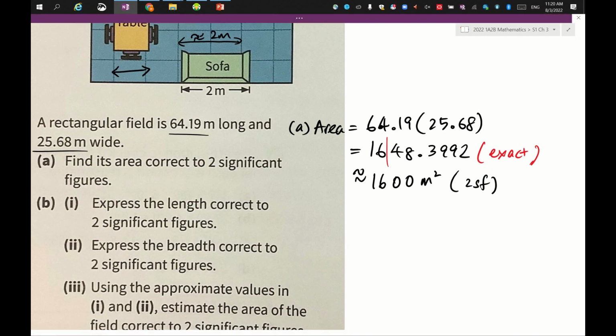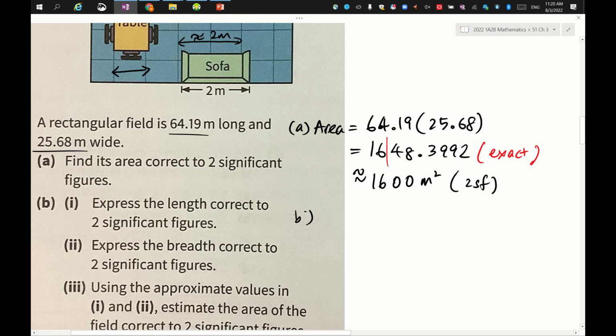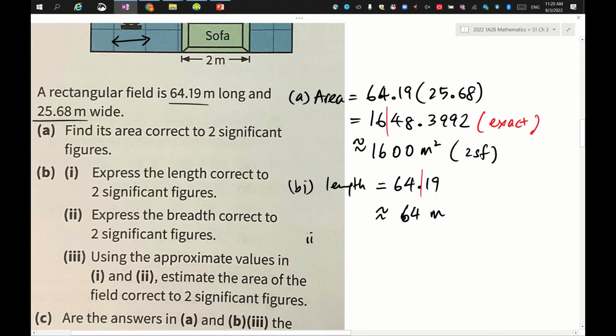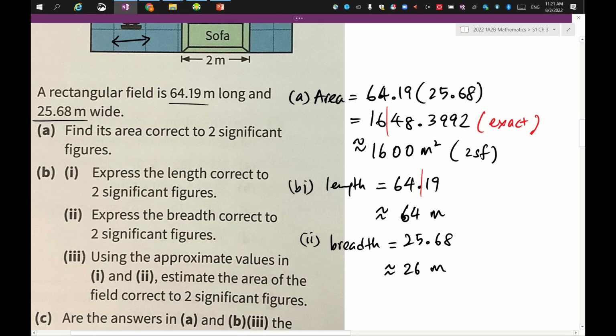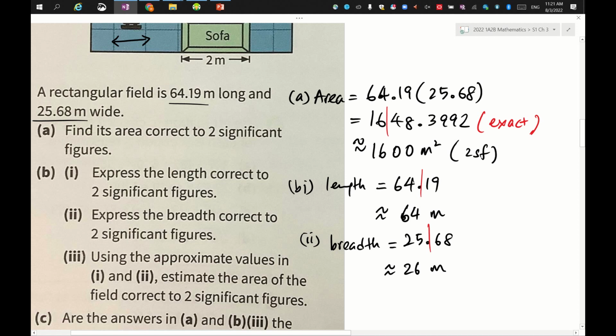Next, B part 1. Express the length correct to 2SF. So length is approximately 64.19 to 2SF. We get 64. And in part 2, breadth is exactly 25.68. You round it off, you get 26 meters. So this is where you put the line.